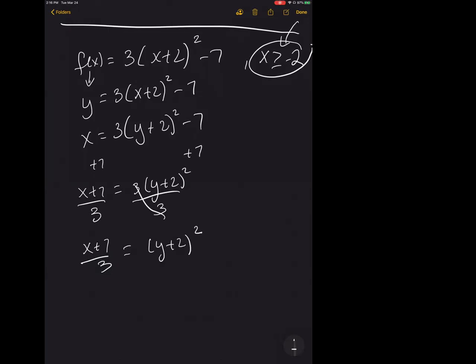Now to get rid of a square, I have to take the square root of both sides. I got a radical here, I got a radical here. So y plus 2 is equal to, now this is where this piece comes in. First, let me remind you, the square root of 16 is plus or minus 4, right? When you take a square root, normally you get 2 answers. So in theory, this should be plus or minus x plus 7 cubed. But if I had the plus or minus right there, this is no longer a function.